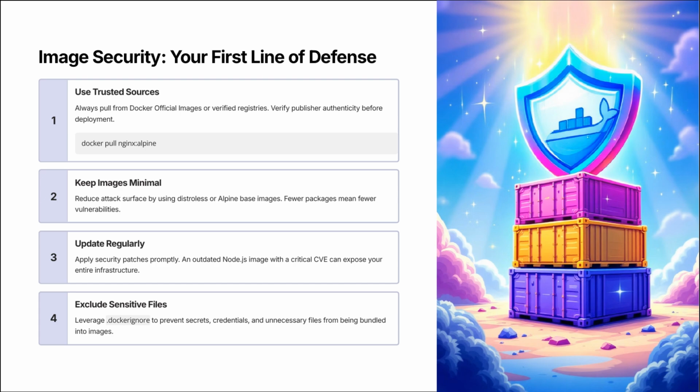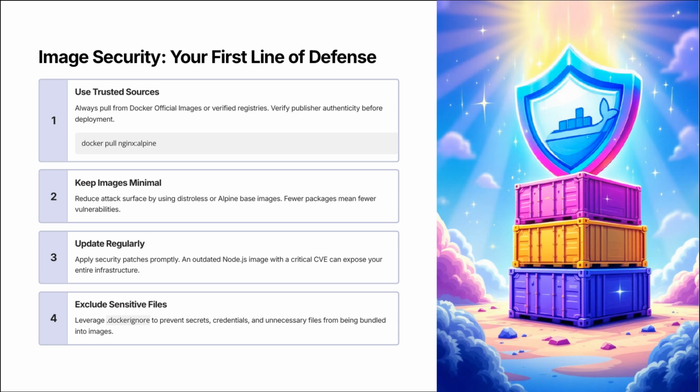On this slide, we're focusing on image security, which is essentially your first line of defense when it comes to securing your containerized environment. Firstly, it's crucial to always use trusted sources. When pulling images, stick to Docker official images or verified registries. Don't forget to verify the publisher's authenticity before deploying. This can significantly reduce the risk of pulling in malicious or compromised images.